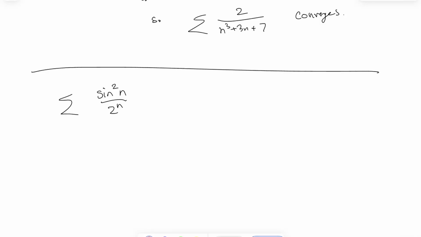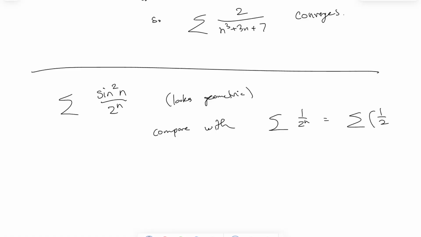Looks more like a geometric to me because I see an n inside of the exponent. And so I will say this looks geometric. I'm going to compare with the appropriate geometric, which in this example would just be 1 over 2 to the n, all right? Or if you like writing things all in the power of n, it would be (1/2)^n. Those are the same thing, all right?